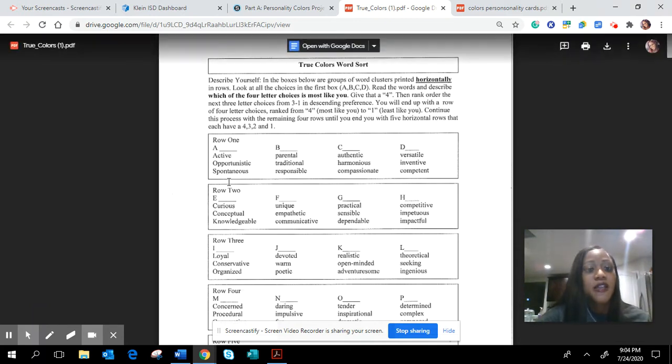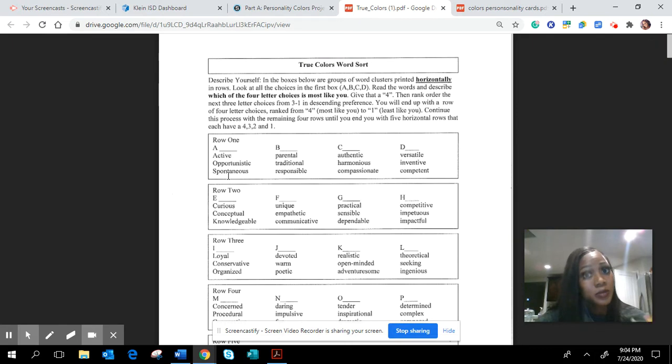All right, so here's how you figure out what's going to be your 1, 2, 3, and 4. If you look at each row, you'll see that each row has a letter. Do we see the letter? Under the letter, you have a cluster of words. Do you see this? For example, for row 1, A, the first word you see is active, the second word is opportunistic, and then spontaneous. So here's what you're going to do.